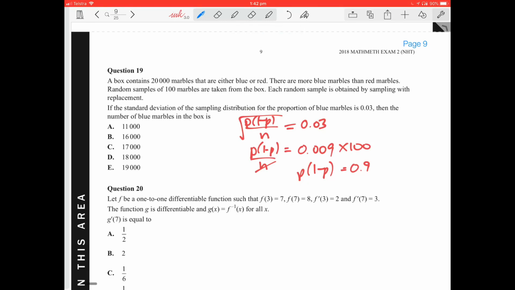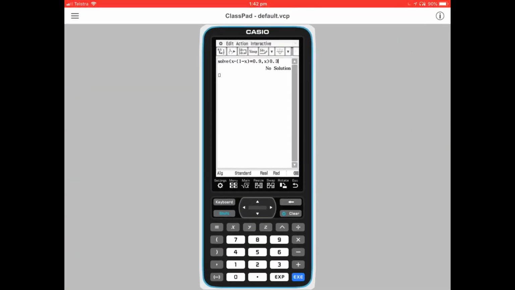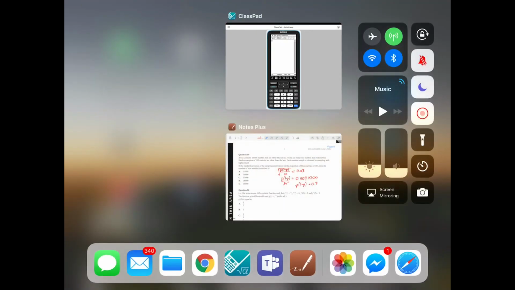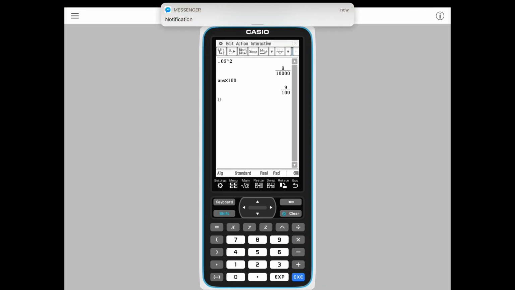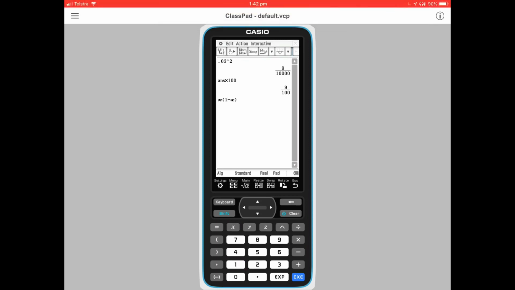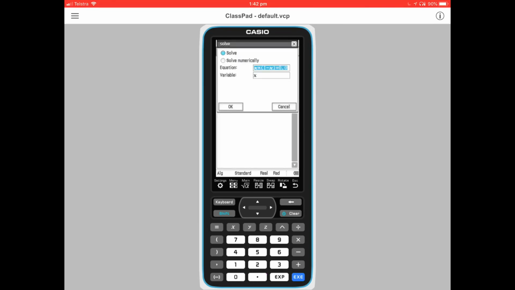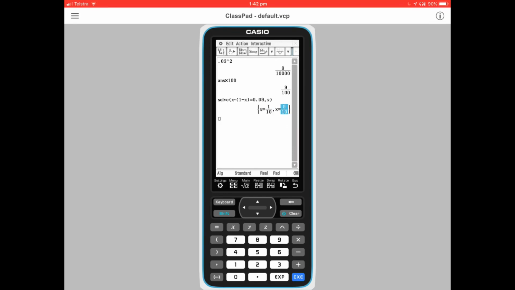0.03 squared times 100. Is it 0.03 or 0.3? 0.03. Okay, so it's 9 on 100. So it's X, 1 minus X, equals 0.09. Solve for X, okay, so X equals 1 on 10 or 9 on 10.